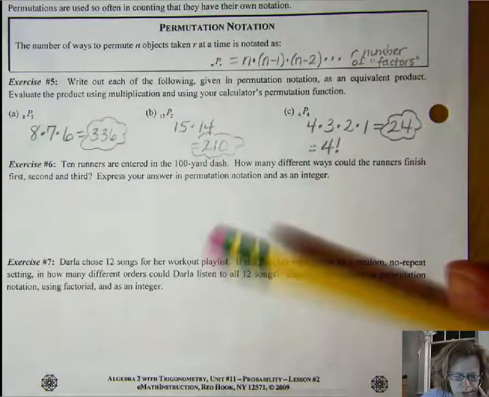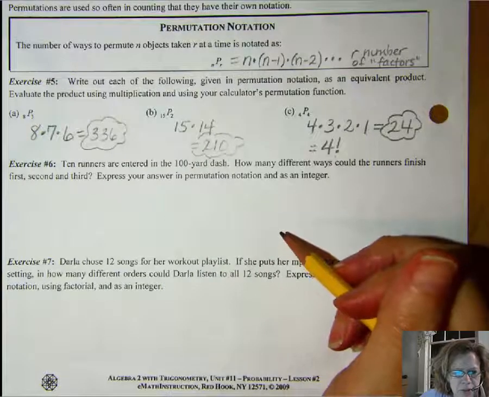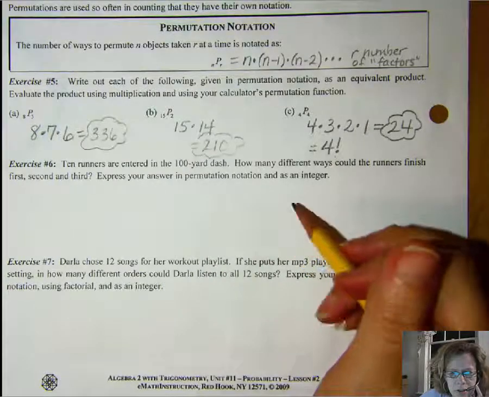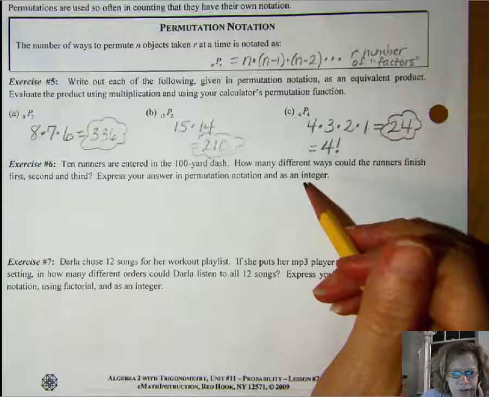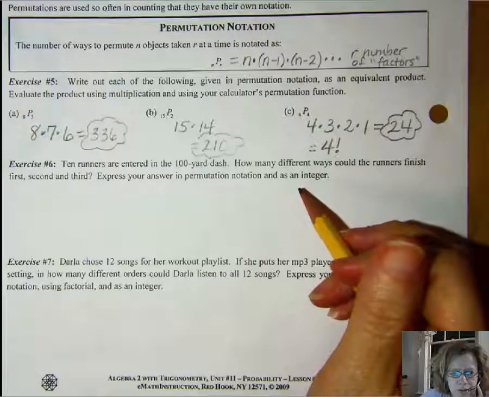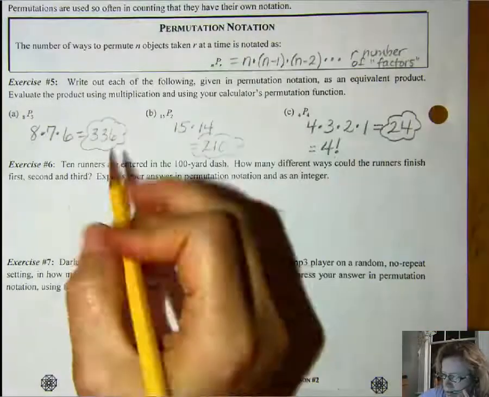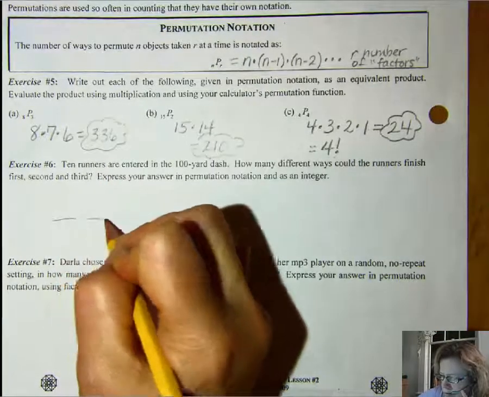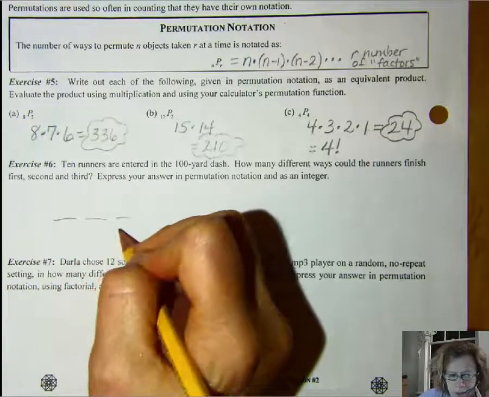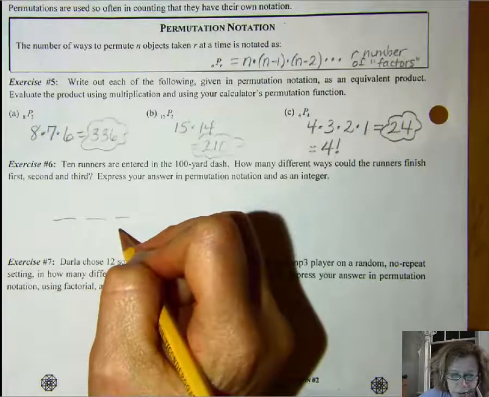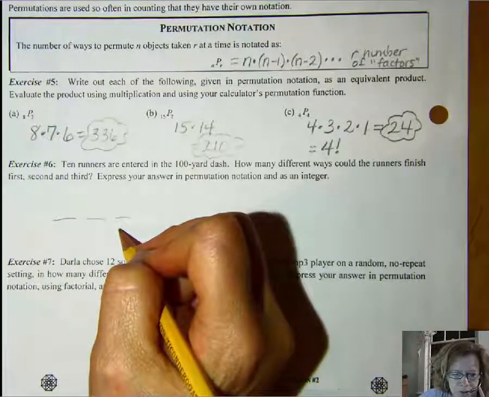All right, let's try 2 more. For number 6, I have 10 runners entered in the 100-yard dash. How many different ways could the runners finish first, second, and third? Express your answer in a permutation and as an integer. So I've got 3 places to fill. First, second, third. I can't be in both first and second or both first and third. So this is a permutation because order matters.